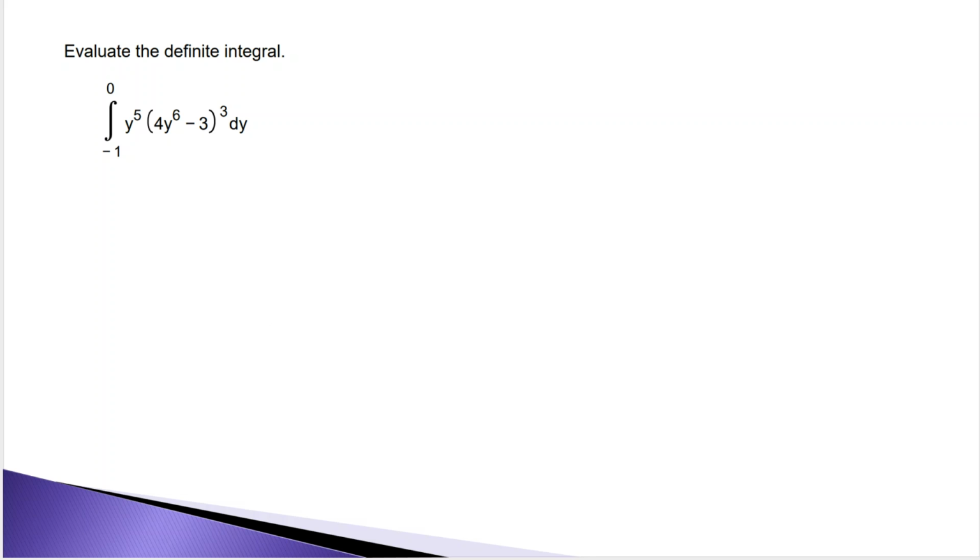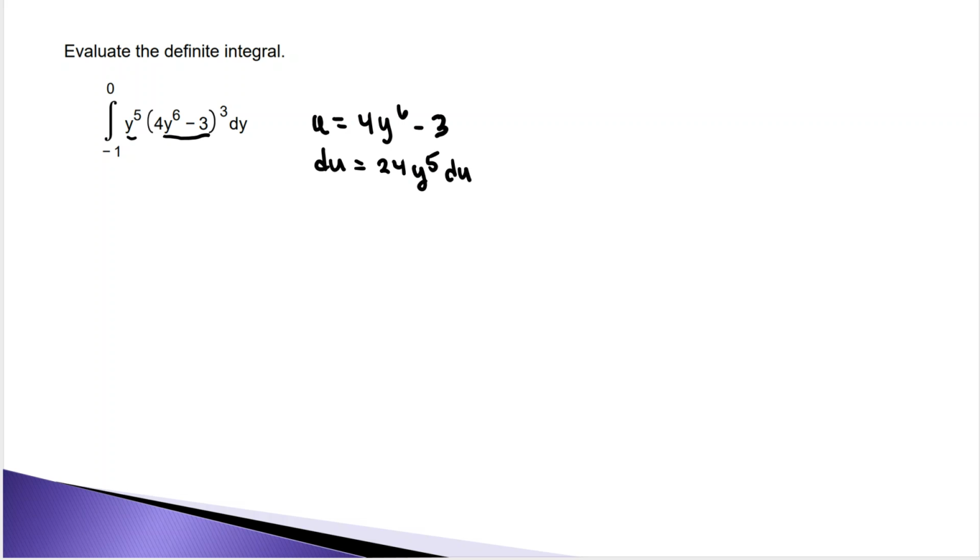I can see that this is kind of complicated, but I note that if I take the derivative of 4y^6 minus 3, I get a multiple of y to the fifth. So that's a clue that I need to use a u substitution, and I'm going to let u be equal to 4y^6 minus 3, and then du will be 24y^5 dy.